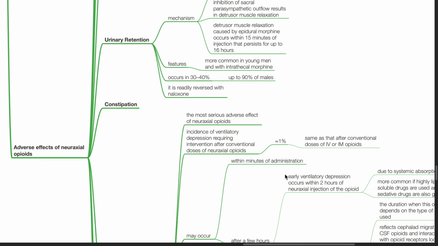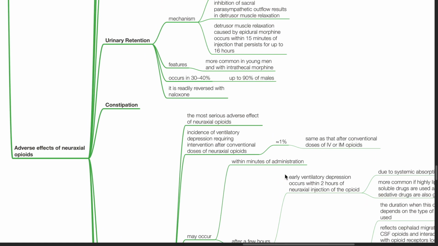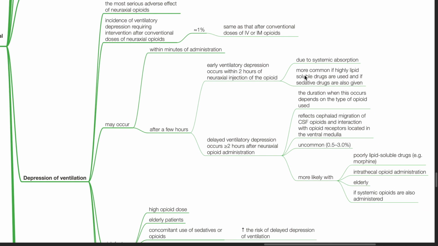Constipation can occur with neuraxially administered opioids. Depression of ventilation is the most serious adverse effect of neuraxial opioids. Incidence of ventilatory depression requiring intervention after conventional doses of neuraxial opioids is about 1%. This is the same as that after conventional doses of IM or IV opioids. It may occur within minutes of administration or after a few hours.